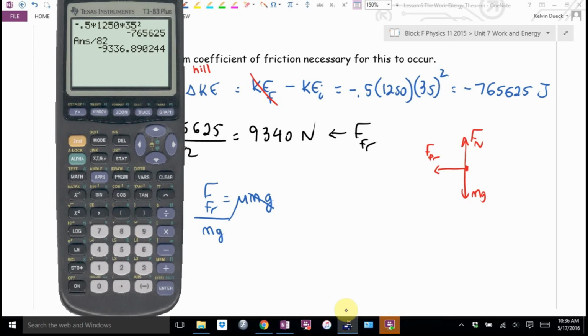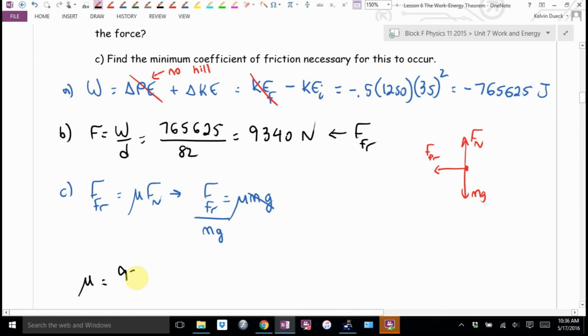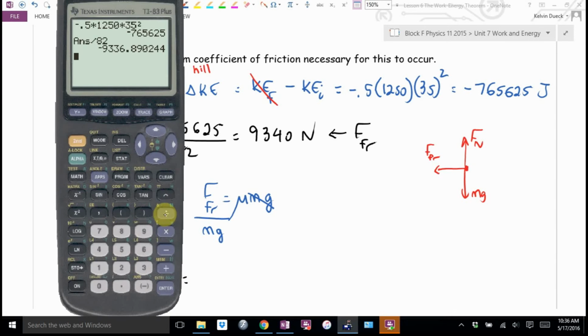Well, I'll write 9336.9. Again, I'm ignoring the negative. Haley, all the negative is telling me is friction is backwards, but I'm not using it in my calculations. What was the mass? 1250? G, 9.8. So I'm going to use my answer button.